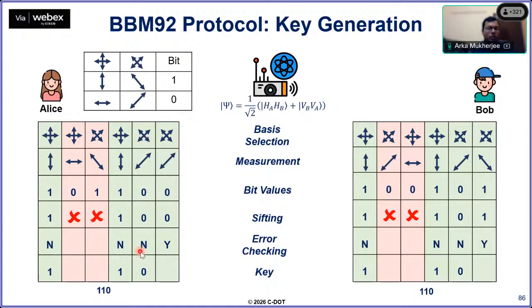So we only need to focus on the green columns, and in the last column, as I told, in this case one has got a diagonal, the other has got an anti-diagonal, so there is an error, so they need to discard it. So this error will be revealed during the post-processing steps.